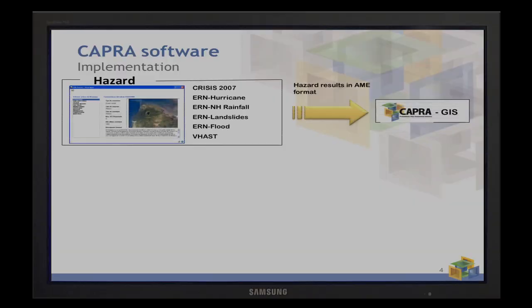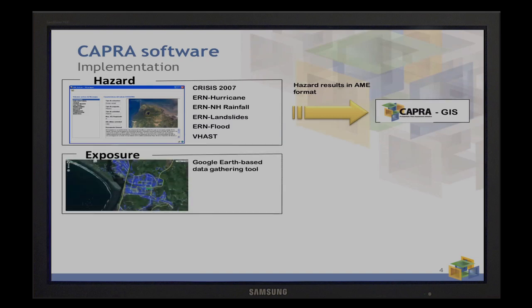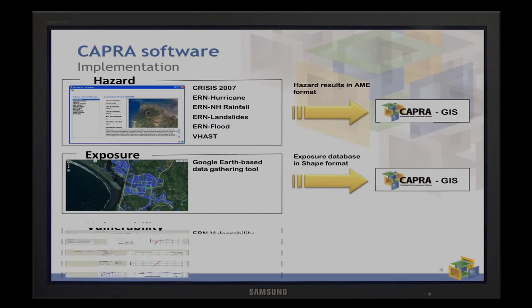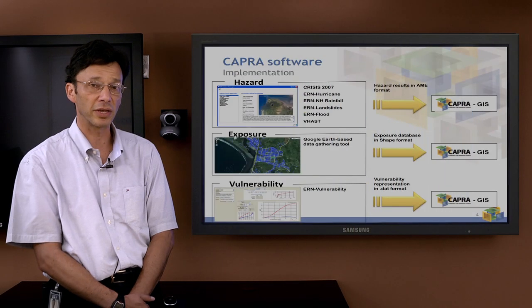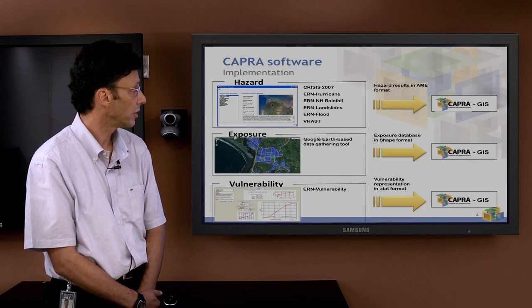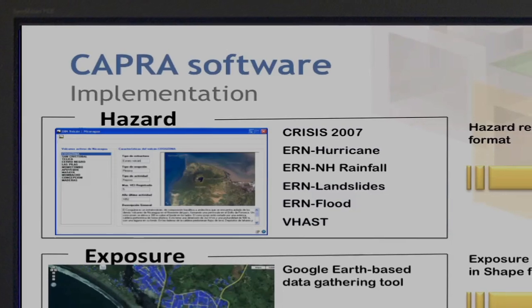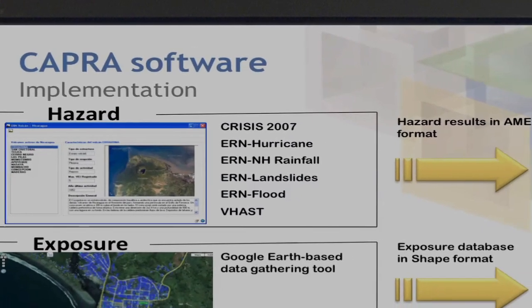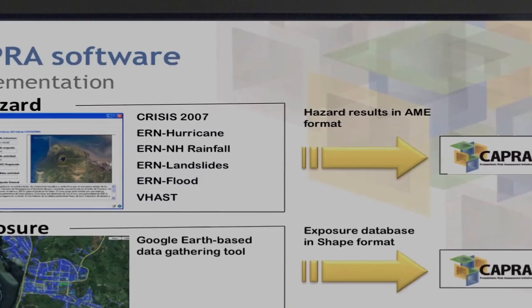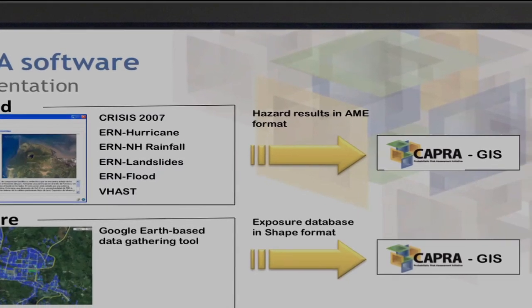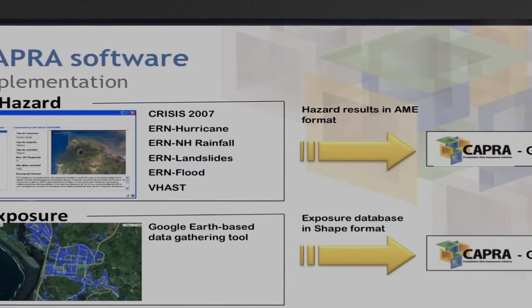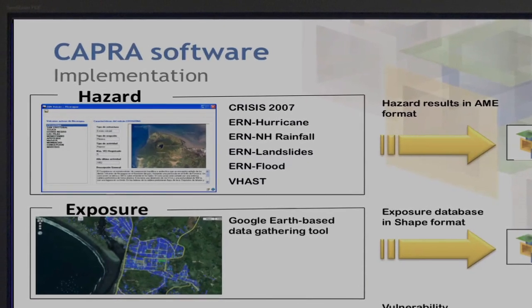The CAPRA software therefore consists of the different hazard, exposure, and vulnerability components, and each of these modules generates files in different formats for final integration into the CAPRA GIS platform. In general, the hazard module generates what we call the .ame format, which includes all hazard scenarios generated with these modules and enables a comprehensive probabilistic assessment to be generated for all possible scenarios considered for a hazard.